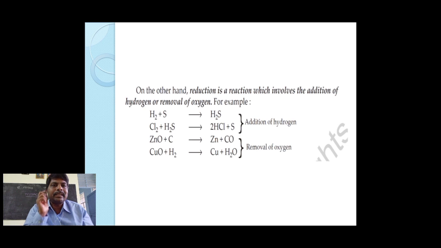In the third case, for ZnO, C is added and the product is Zn. ZnO is converted into Zn. From zinc oxide, oxygen removal takes place. So removal of oxygen is reduction. Similarly, from copper oxide, CuO, Cu is formed by the removal of oxygen. So it is also an example of a reduction reaction.